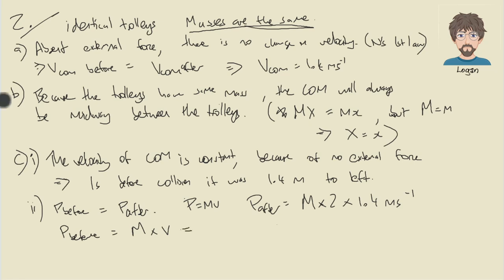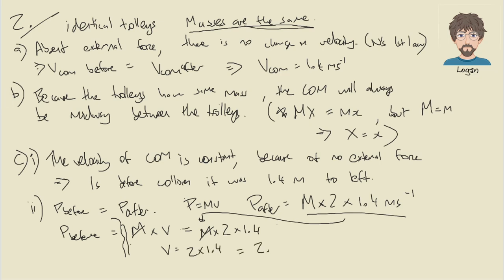and we know that P before equals P after. Here's our P after, so we substitute that in here: M times 2 times 1.4. So now we've got this equation: capital M times V equals capital M times 2 times 1.4. We divide both sides by M, and we get V equals 2 times 1.4, which we can work out as 2.8 meters per second, to two significant figures.